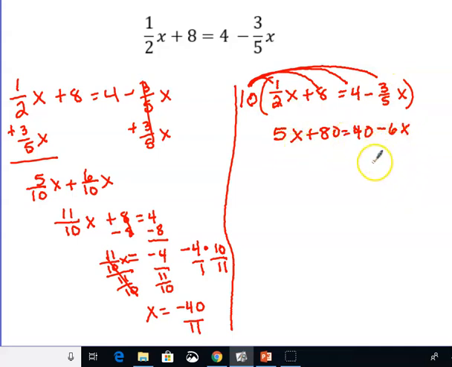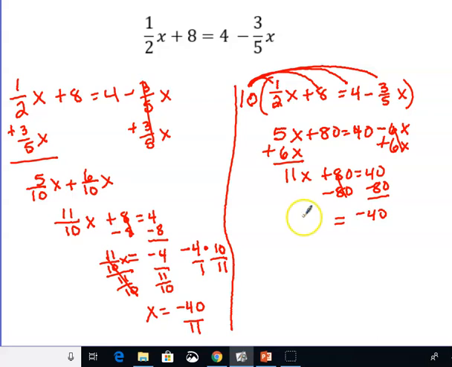I've gotten rid of all my fractions now, so I can start solving. So add 6x. Subtract 80. And divide by 11. And look, same answer, just slightly simpler, a little less hectic, and you didn't really have to deal with the whole dividing by another fraction and things like that. So it just made it a little simpler.